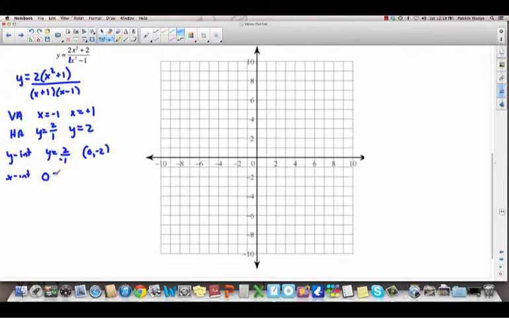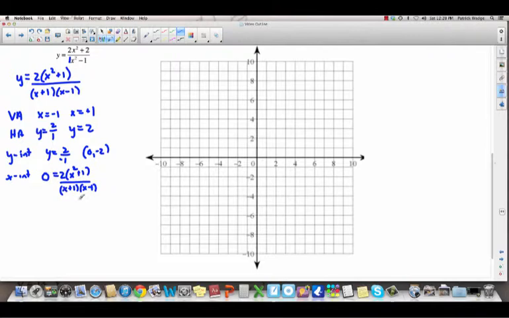So 0 equals, let's use this one this time, the factored one, 2 times (x squared plus 1) divided by (x plus 1)(x minus 1). You can use the first one if you want, the original, but you'll just end up factoring again. Since we already factored, we might as well use it.